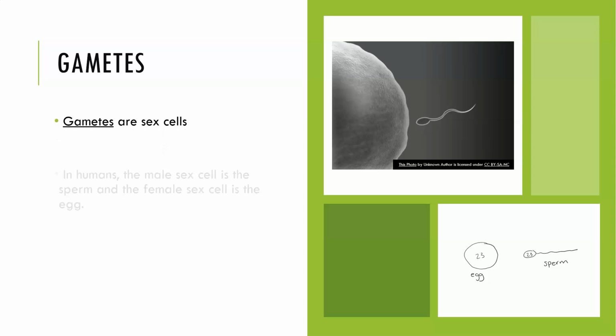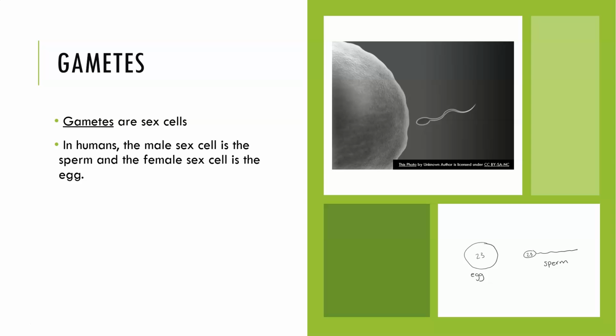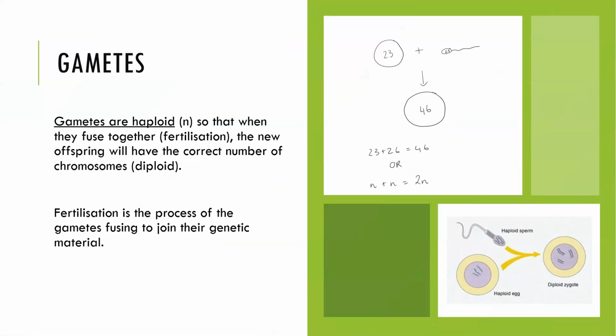So gametes are our sex cells. In humans, the male sex cell is the sperm, the female is the egg. Our gametes only have those 23 chromosomes, and so can you think why? As we learned in that previous video, it is because when they combine and fertilise, the new cell then has the full set of 46 chromosomes. For a human, remember 46 is the chromosome number.